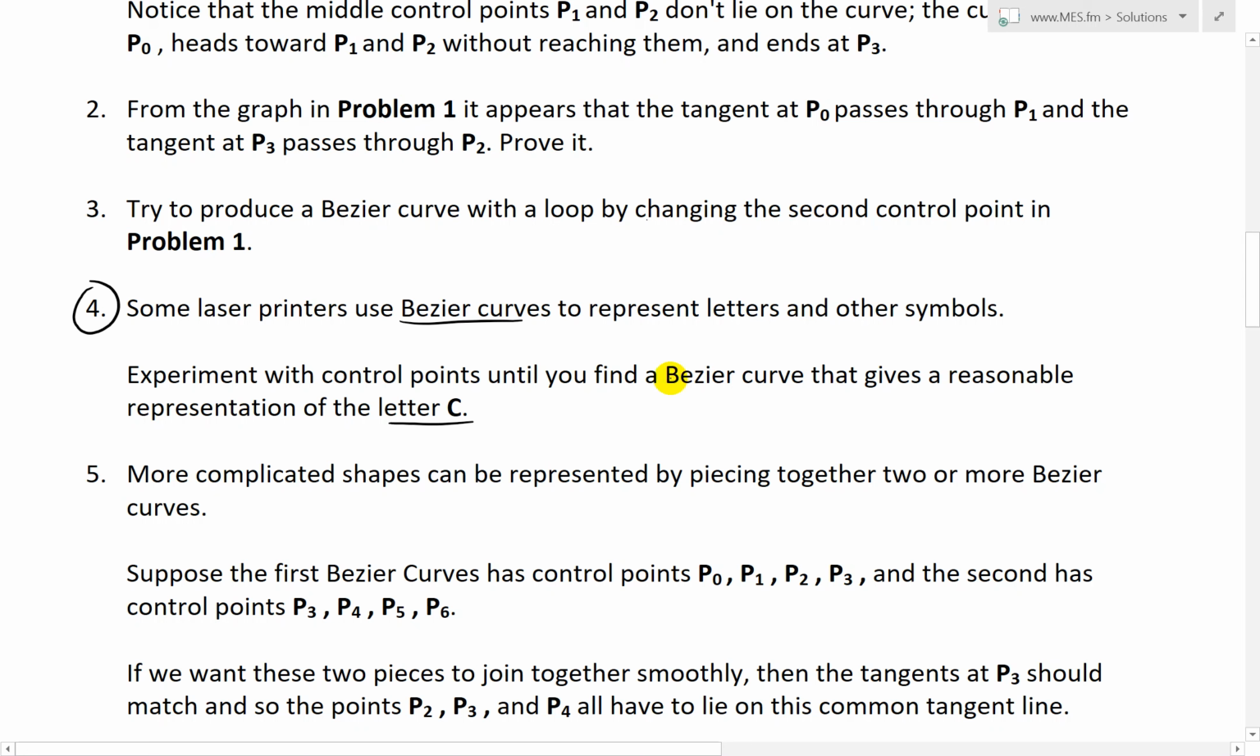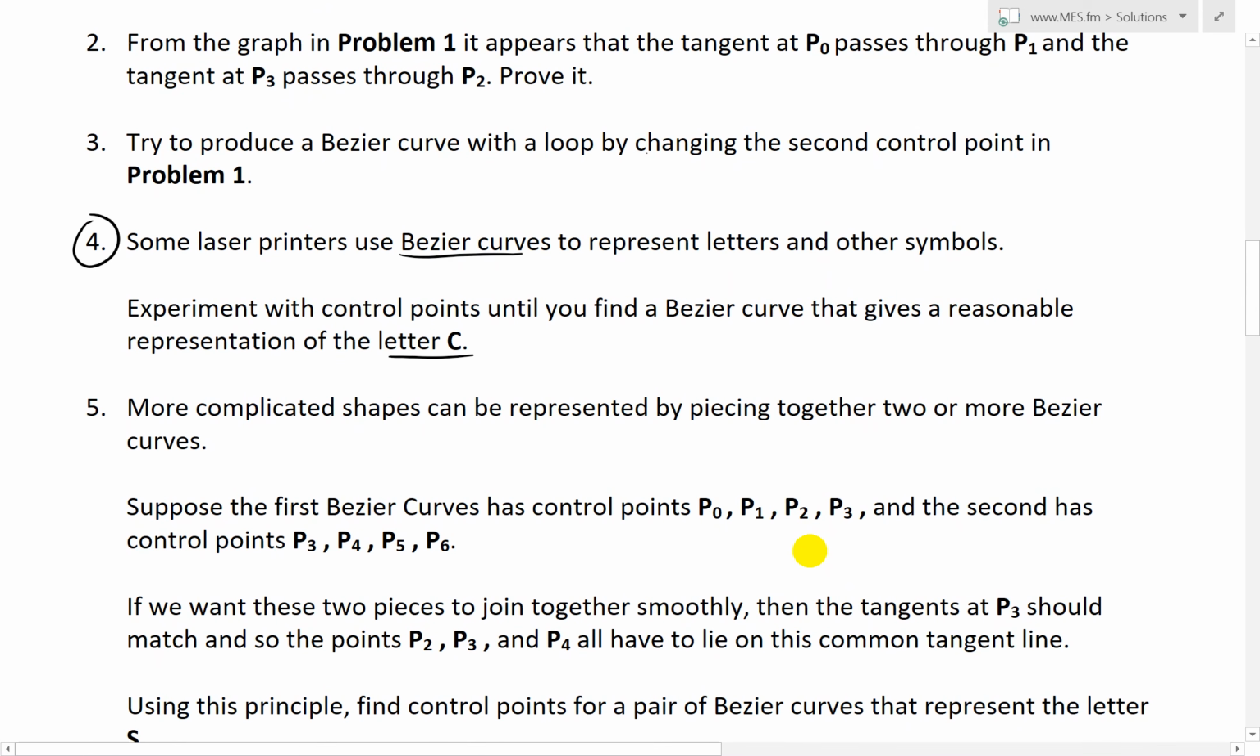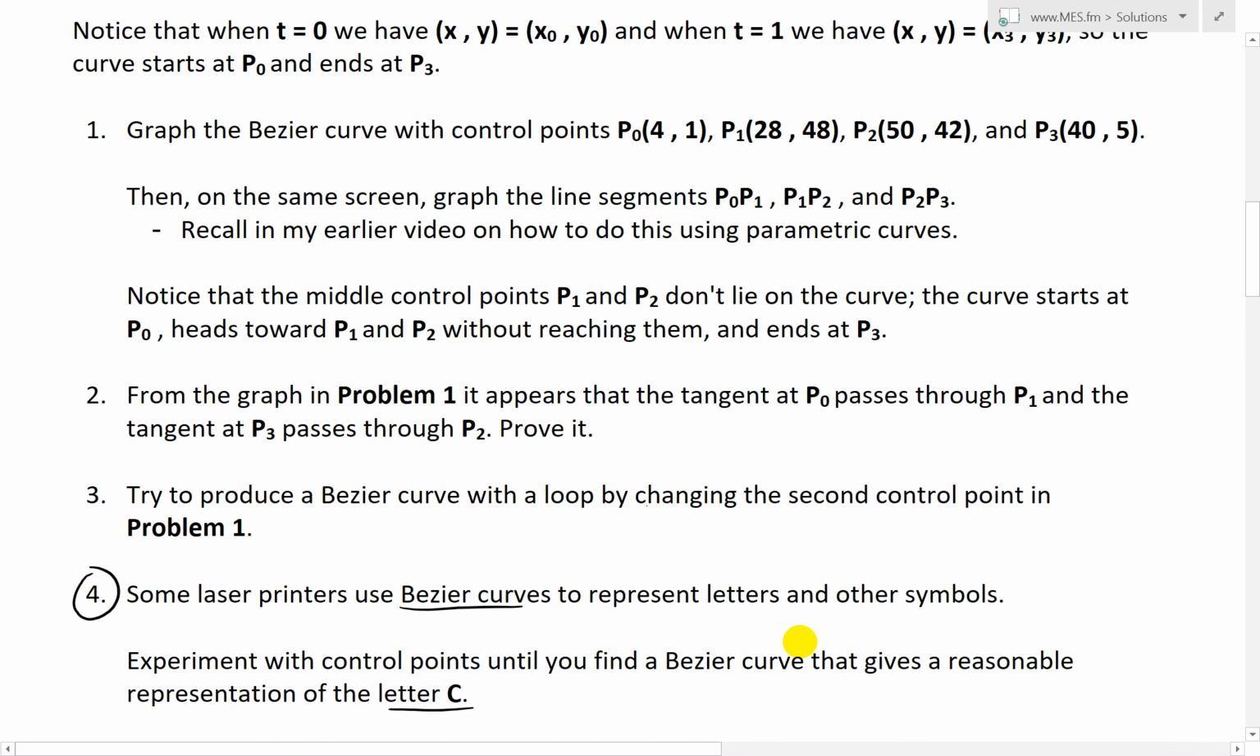All you do is move 4 control points around, and in the next video I'll go over some more complicated shapes.